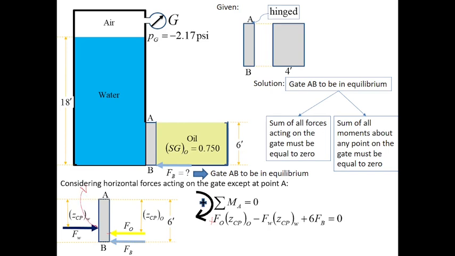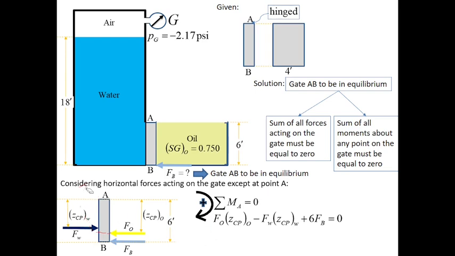The direction of the twist of the gate, no? If we consider FO only, it will be clockwise, right? This is the clockwise direction. So this is the direction, clockwise. That's why it has a positive sign.